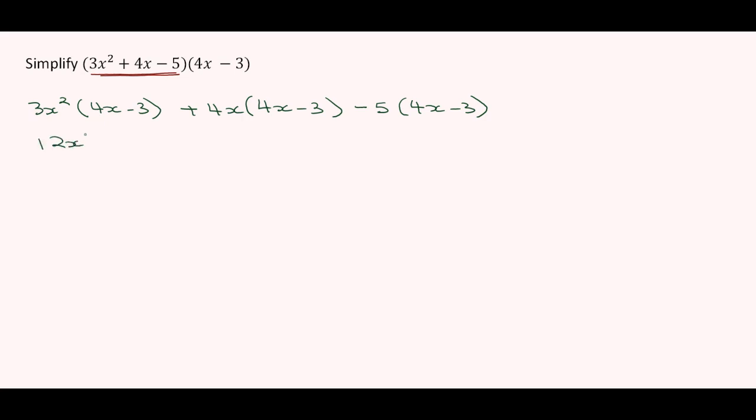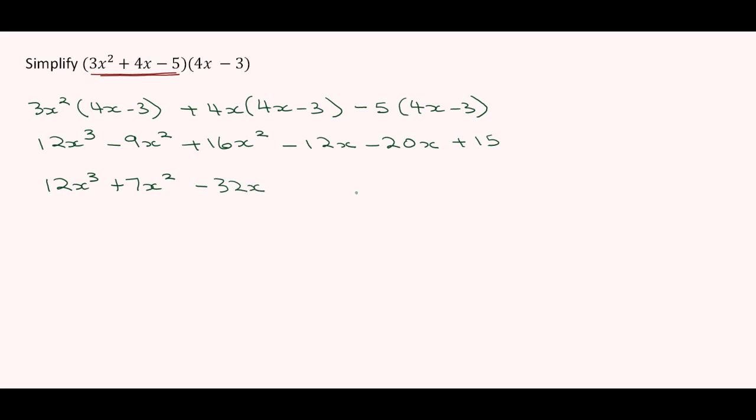12x cubed. Then we have minus 9x squared plus 16x squared minus 12x minus 20x plus 15. Now let's group common terms together. We have 12x cubed minus 9x squared plus 16x squared. That's going to give us 7x squared. Minus 12 minus 20 is going to give us minus 32, and there's an x there, and then plus 15. So that's how you simplify that.